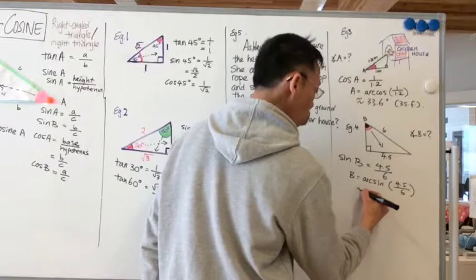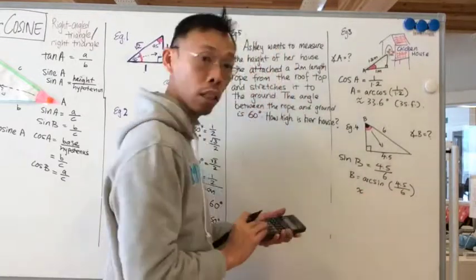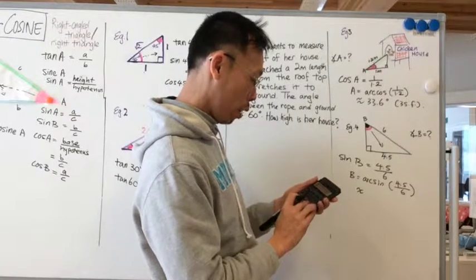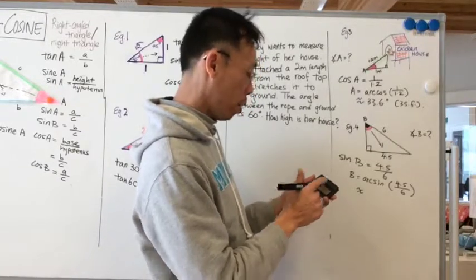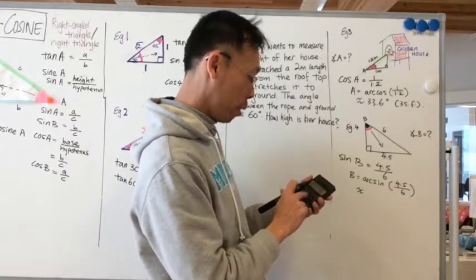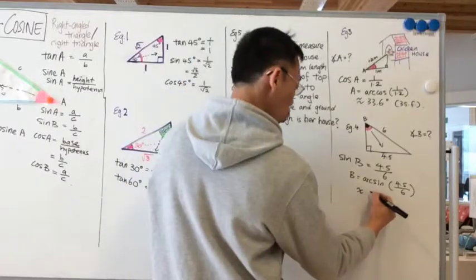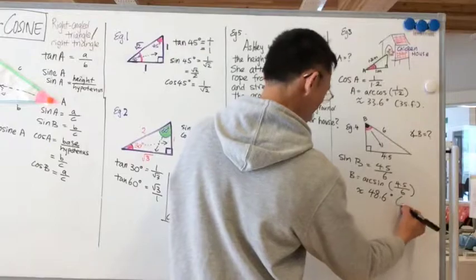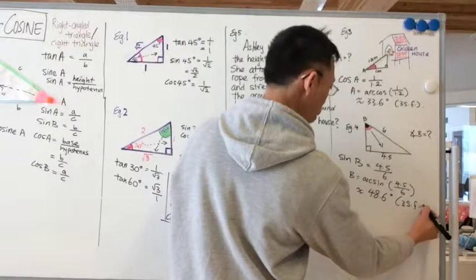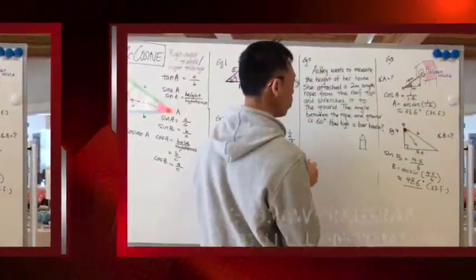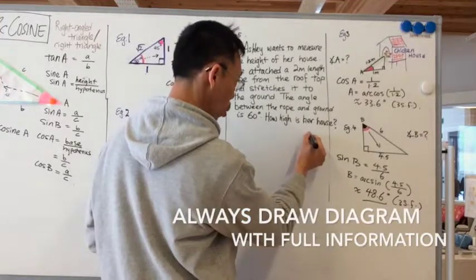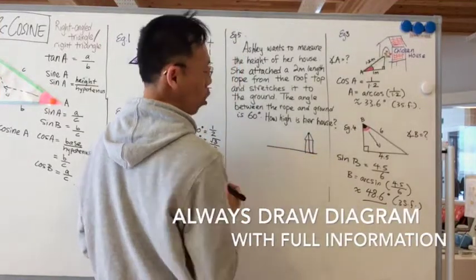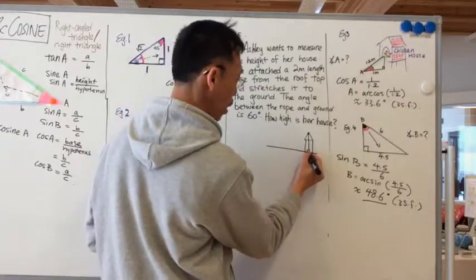Again, I don't really know the value of this, so I use the calculator. 4.5 divided by 6 and then arcsine, that is the inverse of that. So that is roughly 48.6 degrees, 3 SF. So that's the answer. And we assume the house is vertical, and we assume the ground is horizontal, so it is 90 degrees.